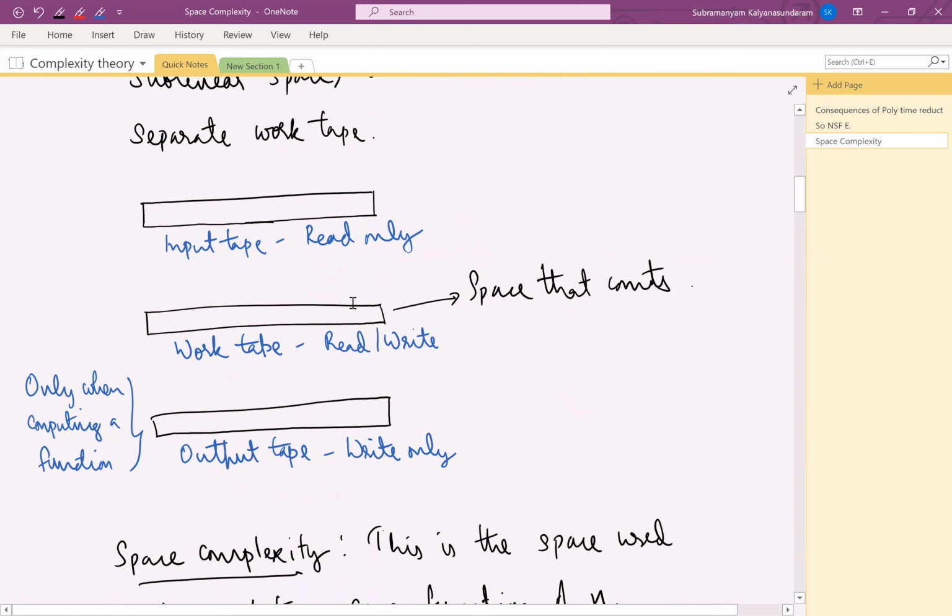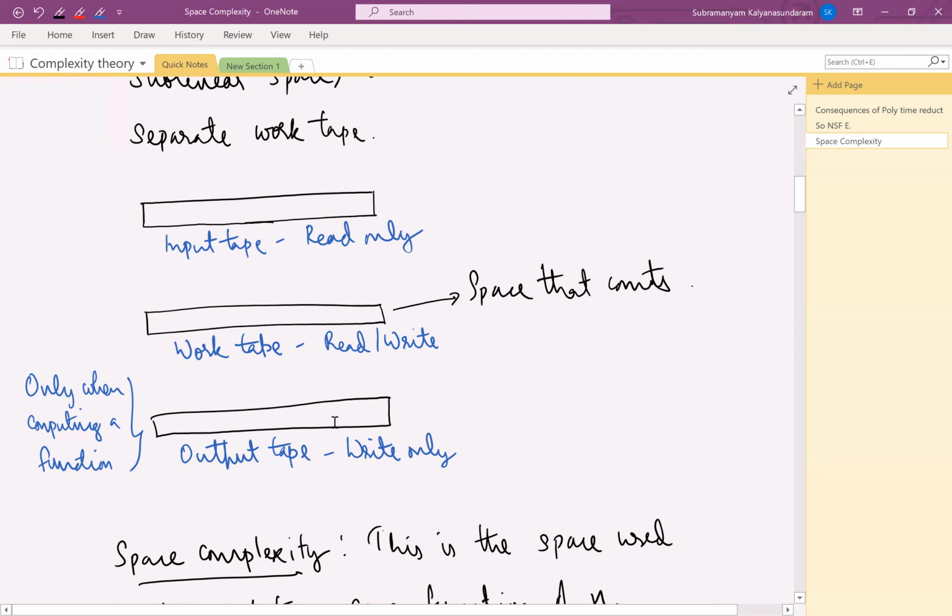So what we do is we create a separate work tape where we do the work. The input tape is read-only, which means the input tape has the input and you cannot perform any write operations. So you cannot do any calculations there. You can only read whatever is there, and that cannot be changed. The work tape is the actual working space. This is a read-write tape. And the third tape is an output tape. This is usually not required.